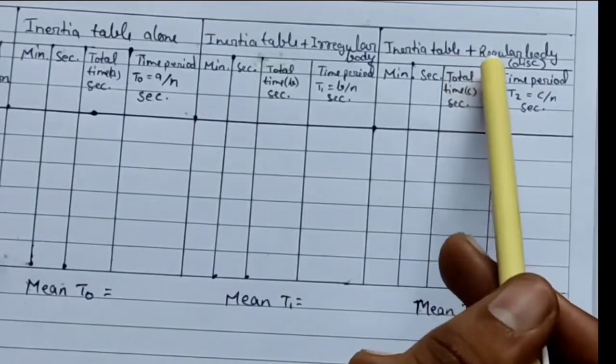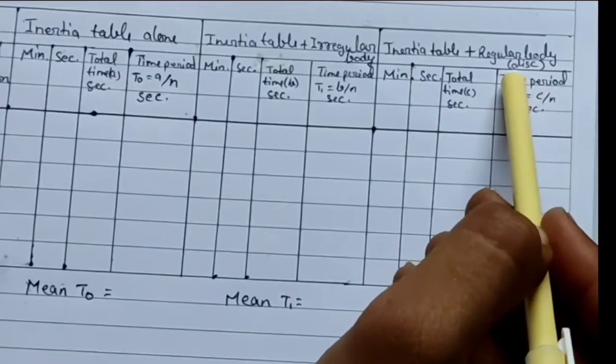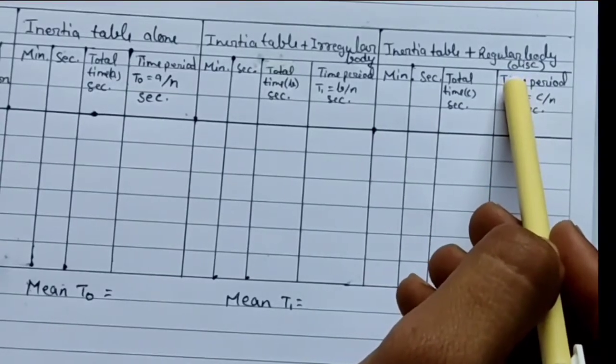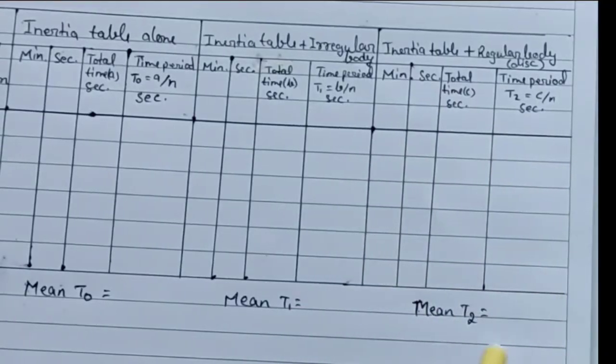After that we just have to add that regular body on the inertia table. We have to place that regular body, that is, this disc, and count all our oscillations and find the time. After doing that same procedure, we just have to find out the mean of T2, T1 and T0.